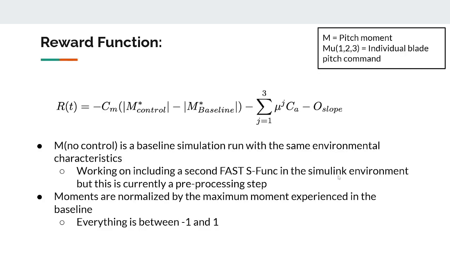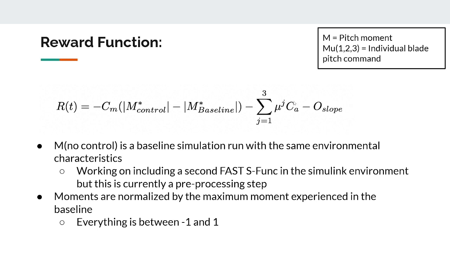The reward function chosen is shown below, where M control is the normalized moment based on the observations, and M baseline is the baseline simulation run with the same environment characteristics to almost act as a noise disturbance rejection. So an issue encountered was how does the agent know it is bringing the moment back closer to zero because of its actions or the environment, such as the waves, and this was a step towards fixing that.